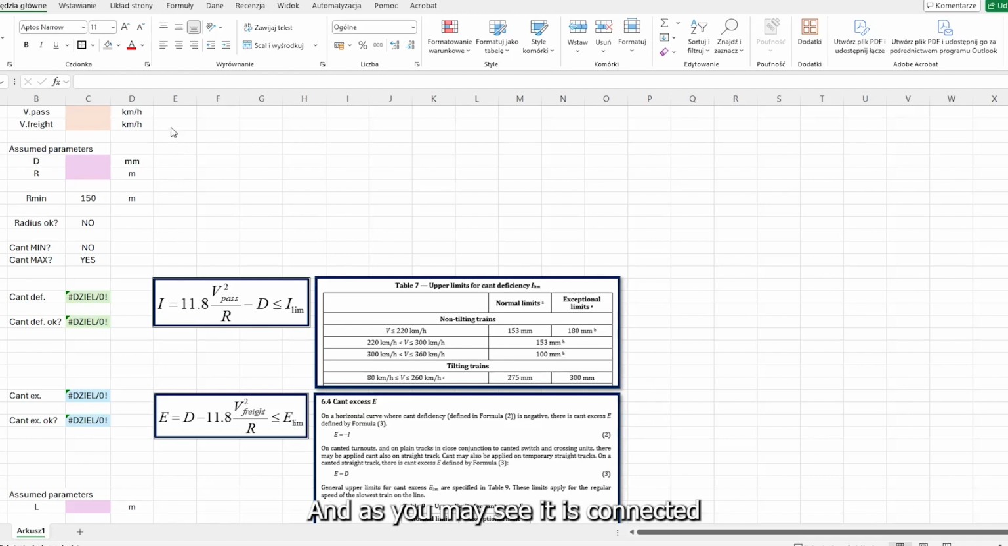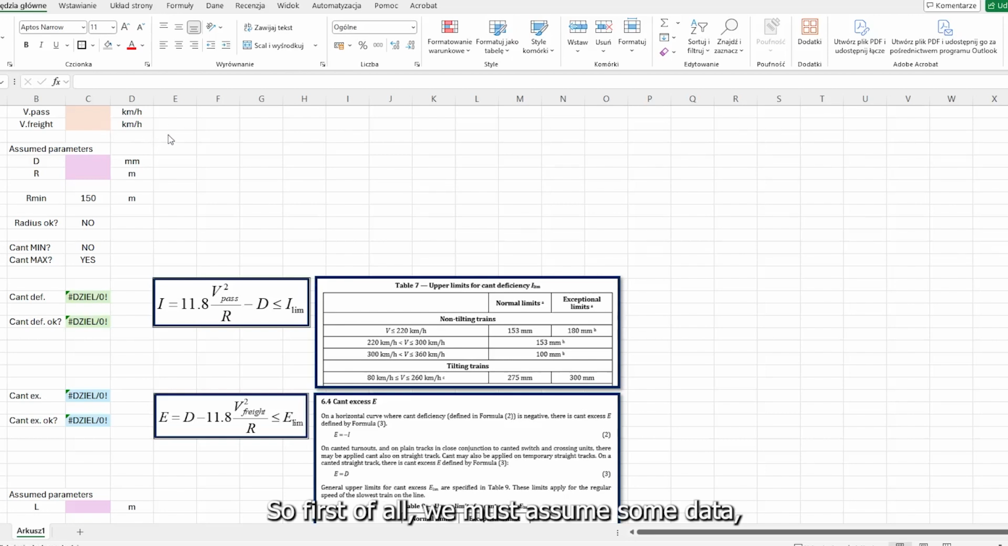It is connected with transferring requirements from the EN standards to our calculations. We must put in some data and check if all parameters of our railway, especially the parameters of the horizontal alignment, are correct.